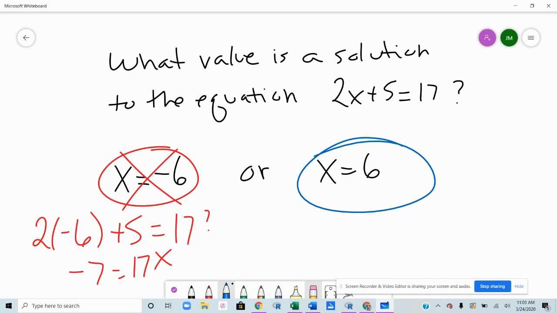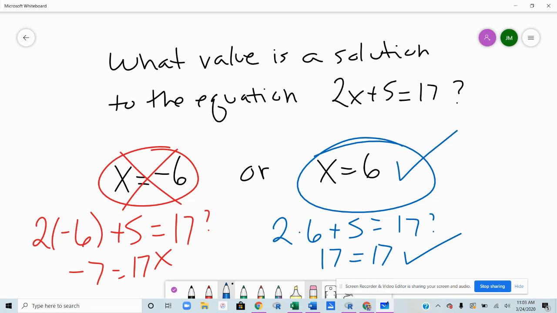Now, I would recommend you still test that second one in case maybe you did something wrong in the first one. I would still test 2 times 6 plus 5. Go ahead and type that in your calculator if you need to. We're going to see if that equals 17. When you do 2 times 6 plus 5, you get 17. Does 17 equal 17? Yes, it does. So x equals 6 is your answer. Okay. Typically much quicker than worrying about solving your equation in this type of problem.